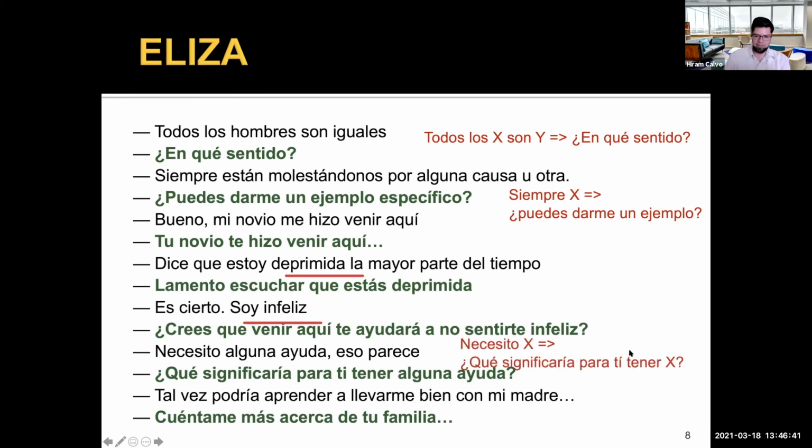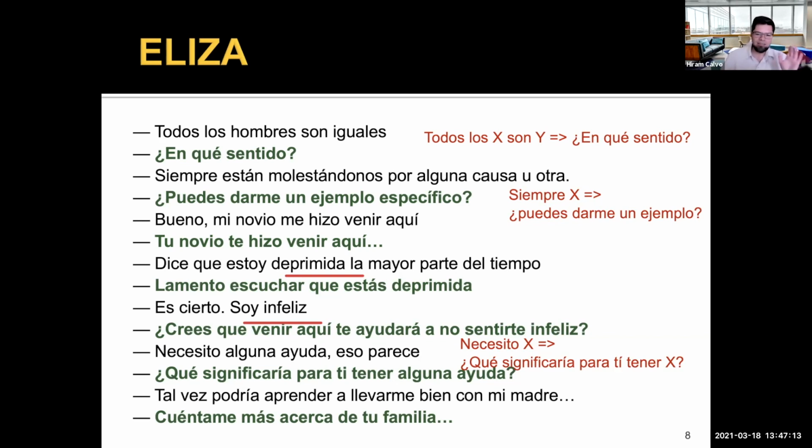I need some help. Also, this works with I need X. I need a new phone. I need a new computer. I need more computing power. I need a glass of milk. And for all those assertions, you can ask, what would it mean for you to have X? Yeah, and it works. What would it mean for you to have more computing power? How would you mean for you to have a glass of water, a glass of milk? And yeah, you are having a dialogue, you see?